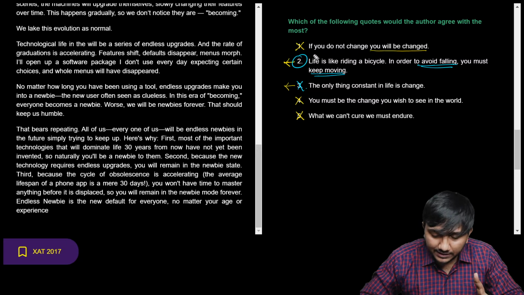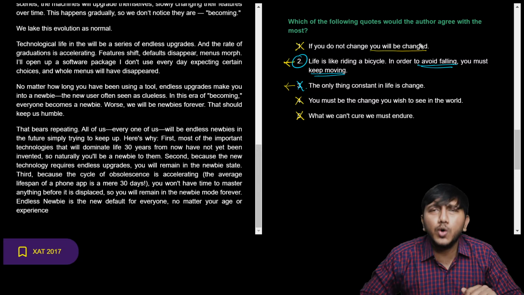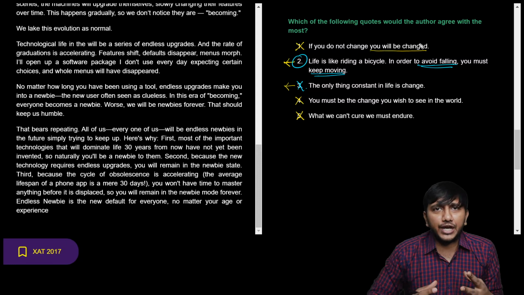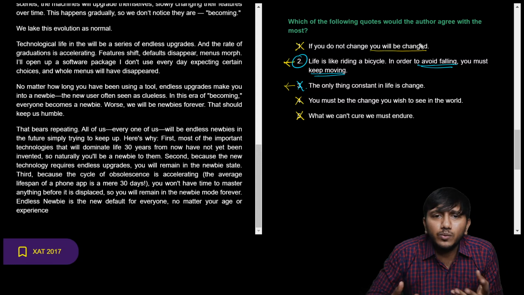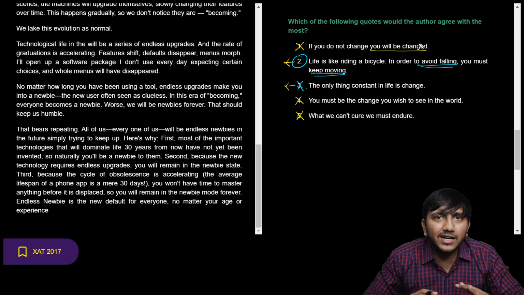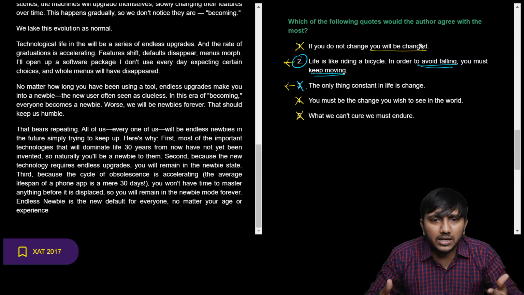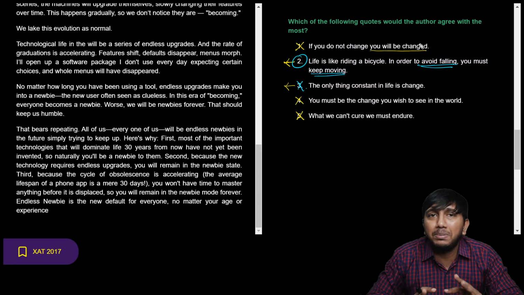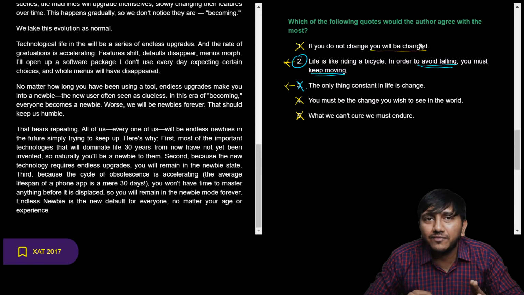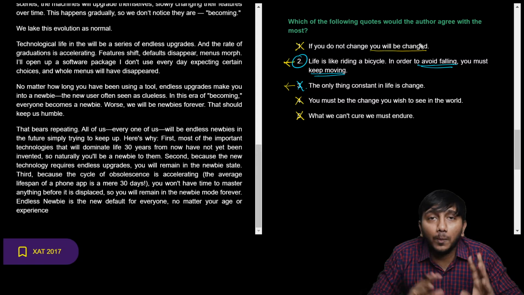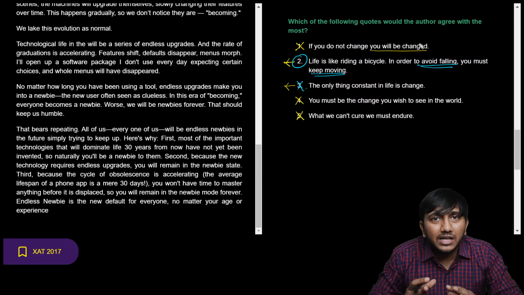Okay, let's look at option 1. Someone wants me to explain option 1 once again. If you do not change, you will be changed. What do you mean by you will be changed? It's not given anywhere that if you do not change something, you will be changed. If you do not change, you will become redundant or something like that, it's still fine. Or you will become obsolete for the rest of the world. It's fine. You will be changed.